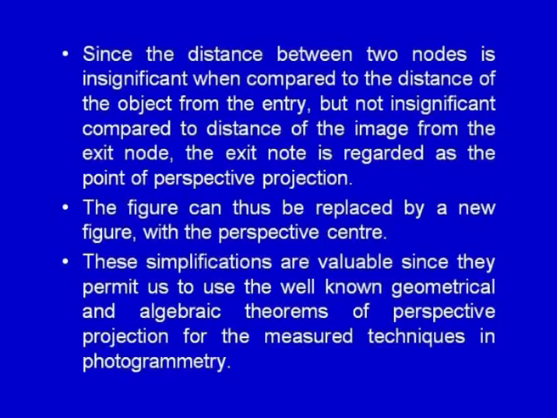Since the distance between the two nodes is insignificant when compared to the distance of the object from the entry node, but not insignificant compared to the distance of the image from the exit node, the exit node is regarded as the point of perspective in photogrammetry. That is the point where the ray is going to emerge from the lens. So, the figure can now be replaced by a new figure with the perspective center. These simplifications are valuable since they permit us to use the well-known geometrical and algebraic theorems of perspective projection for the measurement techniques in photogrammetry.